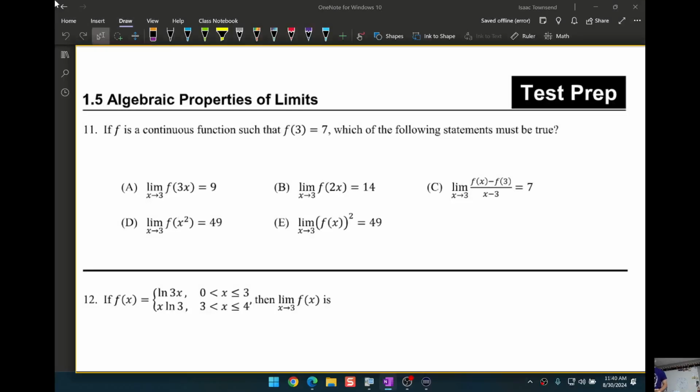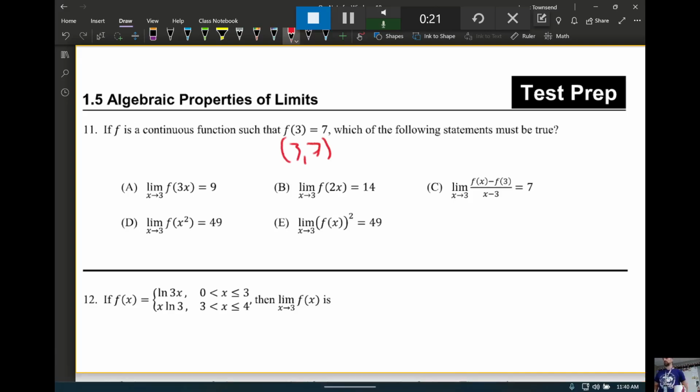All right. If f is a continuous function such that there's a point at 3, 7, which of the following statements must be true? So if the limit as x approaches 3 of f of 3x is supposed to be 9. Basically what I'm going to do here is think of this as direct substitution. If I plug 3 in for x, this is saying when x is 9, y is 9. Is that true? Is there a point at 9, 9? Maybe. There might be, but it says must be true. We don't know for sure there's a point at 9, 9. So let's not pick choice A.